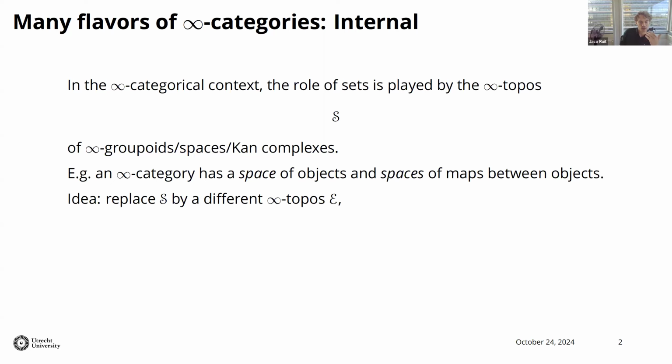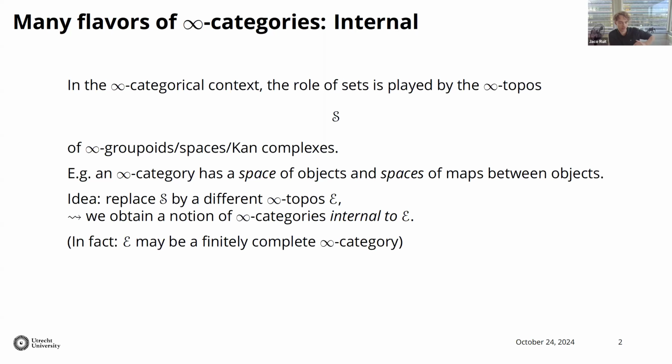Now the idea of internal infinity category theory is to replace this infinity category of spaces by a different infinity category E. Then you obtain a notion of infinity categories which are now internal to E. So this internal category has an object of objects, so to say, which would be an object of E, where it used to be a space originally. You can make this very precise, and in fact, E can be any finitely complete infinity category to run this definition of internal infinity categories.